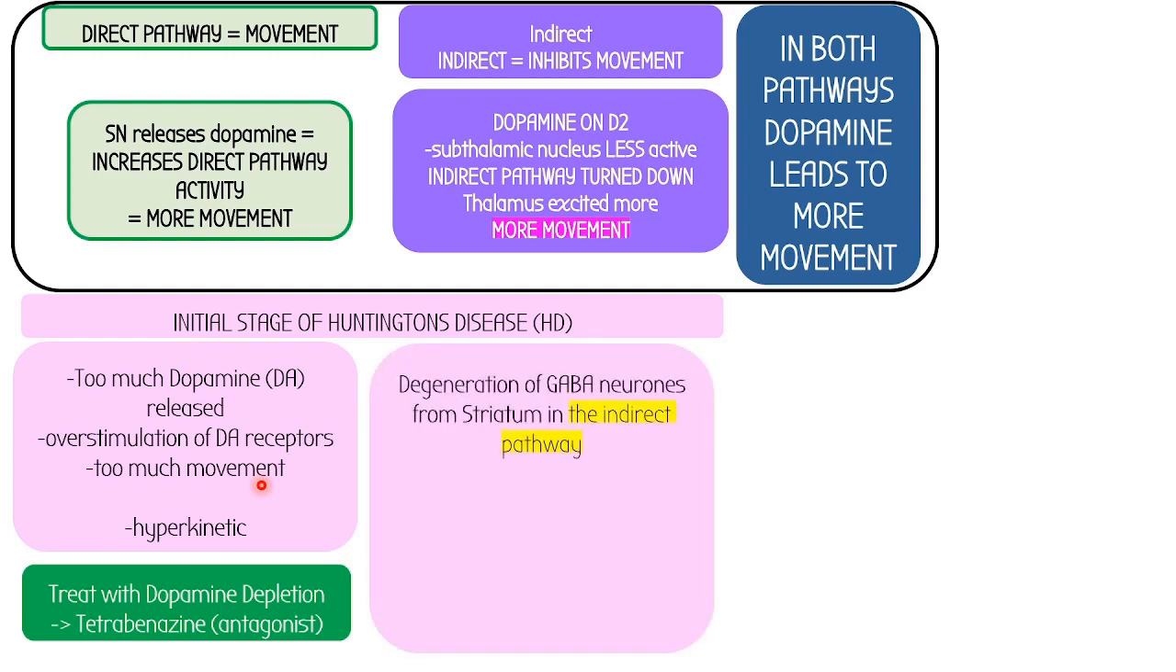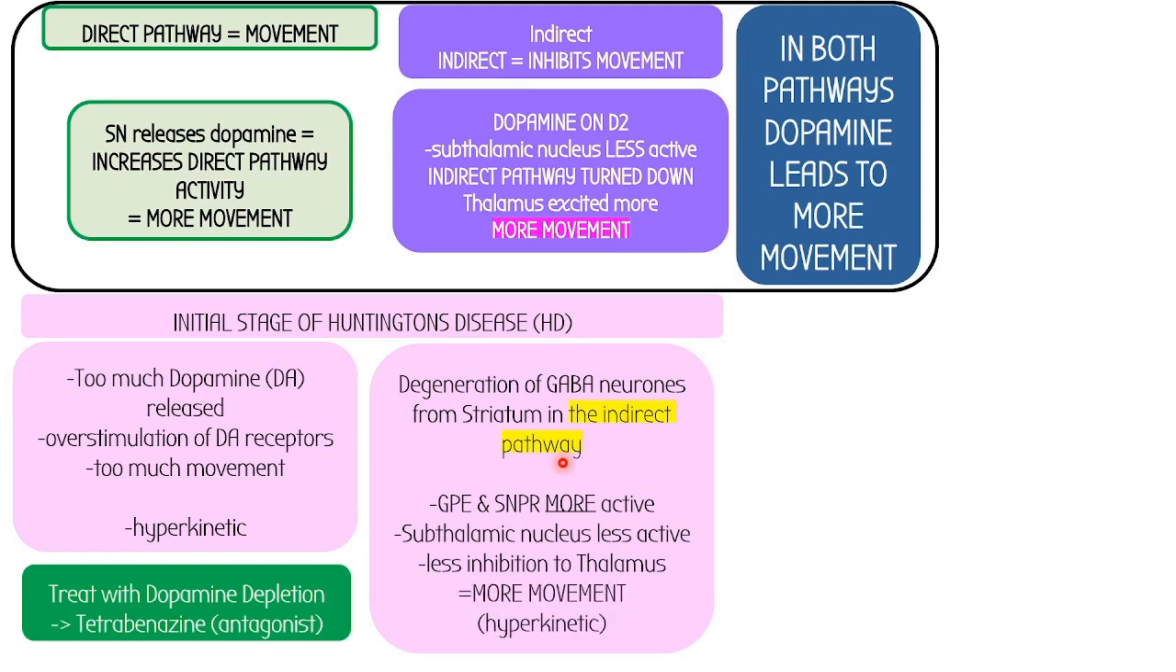The other proposed pathology you need to know about Huntington's is that in the indirect pathway, the striatal projections to the GPe are degenerated. So in the indirect pathway, your GPe and your substantia nigra pars reticulata become more active. Therefore, your subthalamic nucleus becomes less active, and so it becomes less inhibiting to the thalamus, leading to more movement. You might want to look at the notes just to follow what I'm saying. If you're degenerating the indirect pathway, and remember the indirect pathway inhibits movement, then you're not going to be able to inhibit movement as much. Therefore, you get excess movement, so hyperkinetic.